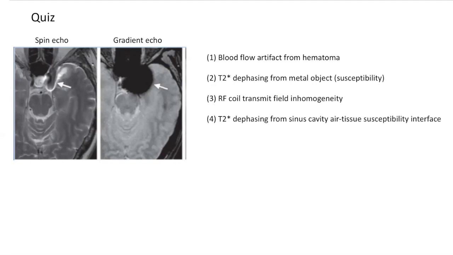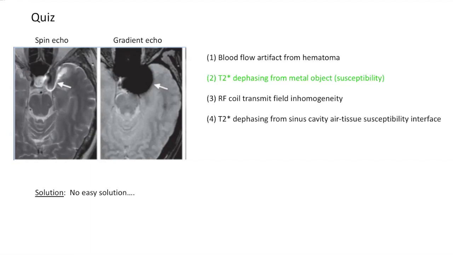You can see these images from a patient, these spin echo and gradient echo images, and so what kind of artifact are you particularly seeing in the gradient echo image? So it's a T2 star dephasing from a metal object. I think you can see what I think is a clip, I'm guessing an aneurysm clip here. The spin echo is not as bad, but in the gradient echo, it's much worse. You get that dephasing because of the rapidly changing B0 field near the metal, the susceptibility artifact.